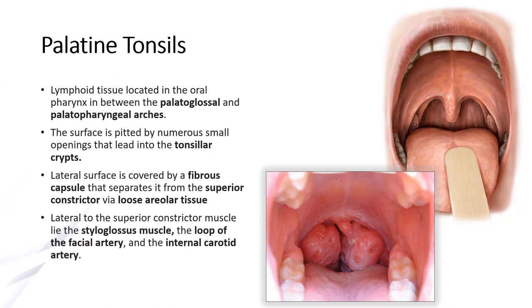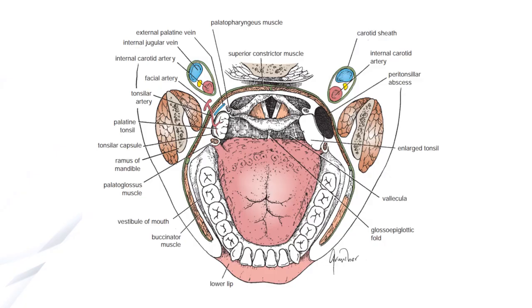And lateral to the superior constrictor muscle lie the styloglossus muscle, the loop of the facial artery, and the internal carotid artery. So that's why tonsillectomy is typically a little bit bloody, especially if you do not have the correct plane or if you dissect too laterally. So bleeding is one of the dreaded complications of tonsillectomy because of its proximity to these vascular structures. Now, this is just an emphasis of the different structures or the proximity of the tonsil to the vessels.